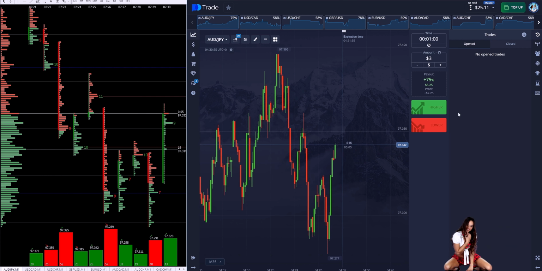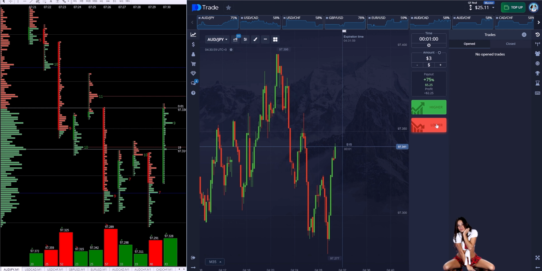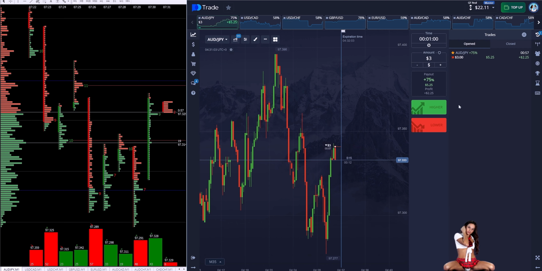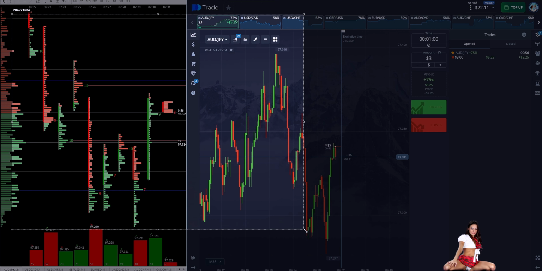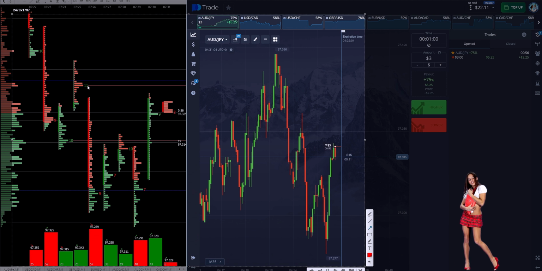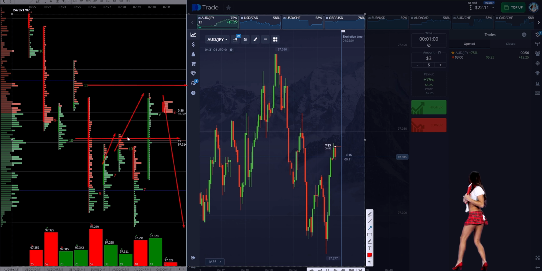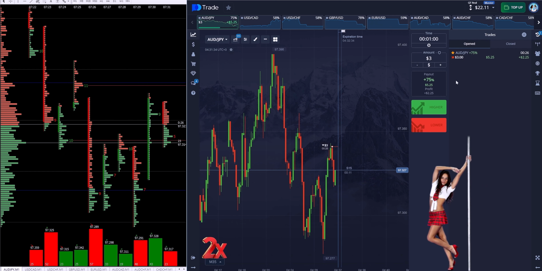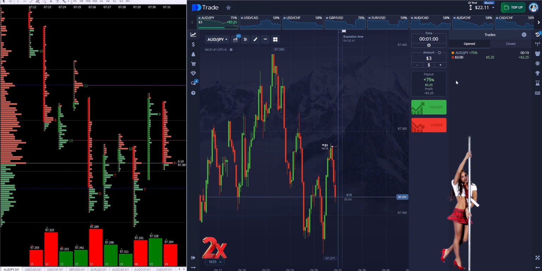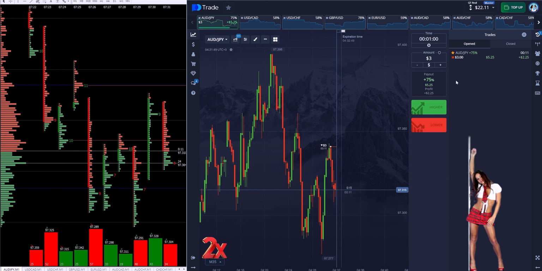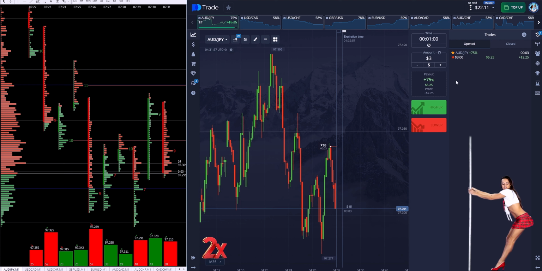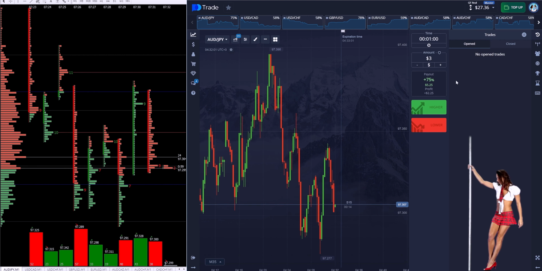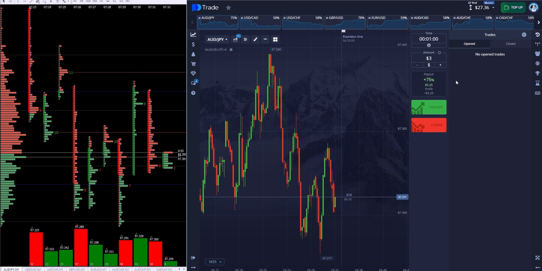I see the entry point. I opened a trade. Entry logic. One versus two pattern. Here, it has already worked out. A second time, it could work out with a high probability. Second plus. Waiting for the next entry points.